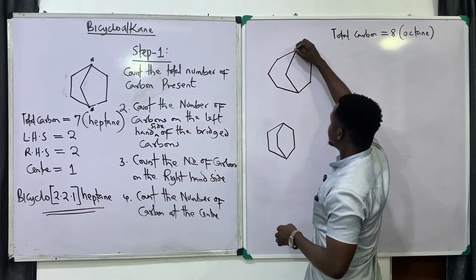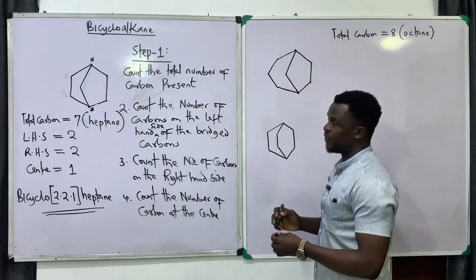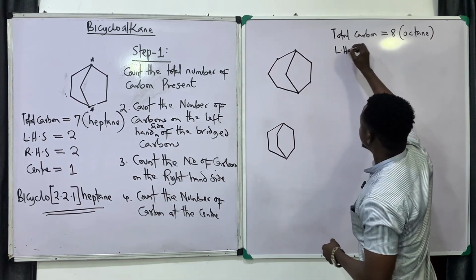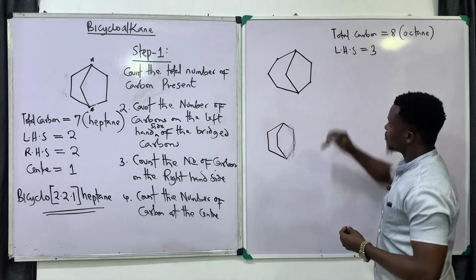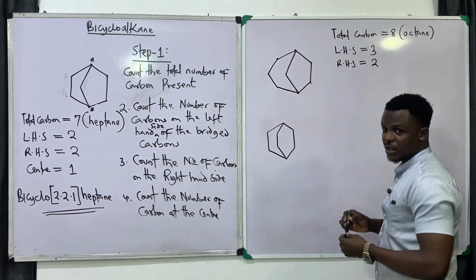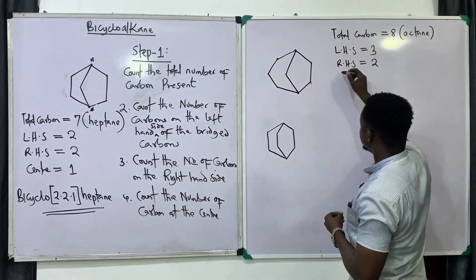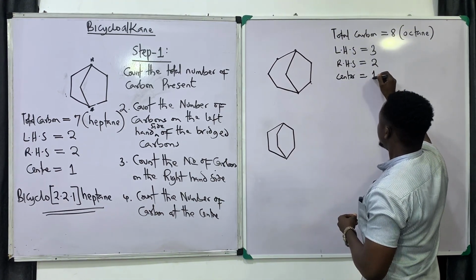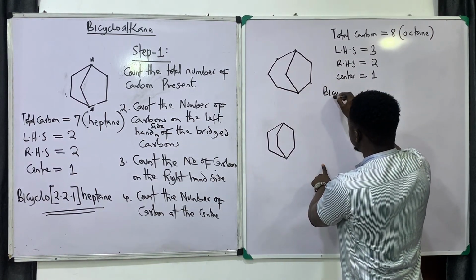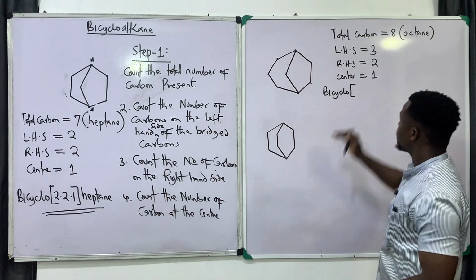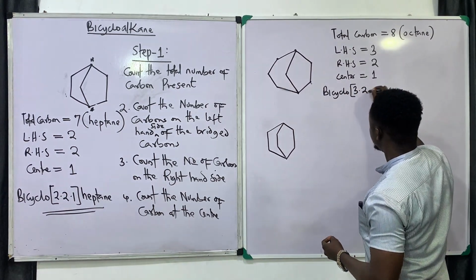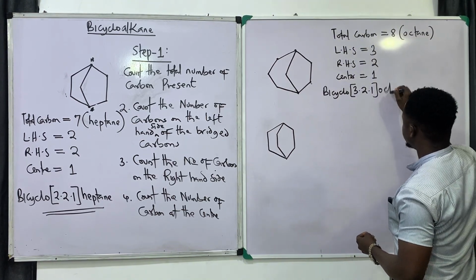Okay, so the left hand side has 1, 2, and 3. So left hand side equals 3 carbons. Right hand side 1, 2. So right hand side equals 2 carbons. Now the center equals 1, just 1 carbon at the center. So if you actually rearrange this, or if you name this, you start with bicyclo, it's a must. Now put your square bracket. These numbers, arrange them in a decreasing order, right? The highest is written first. This is 3, 2, 1, and then octane.